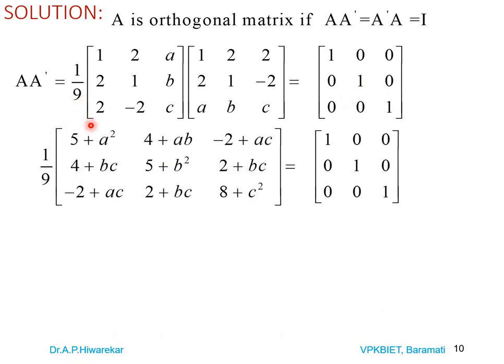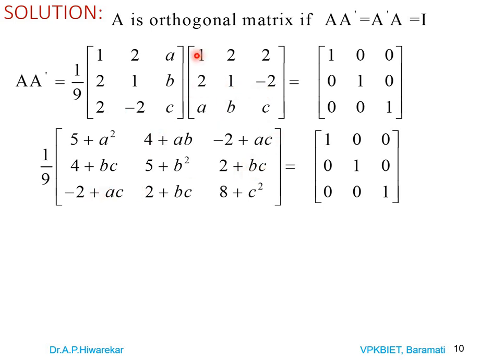Now we find this product. It is 1/9. Then first row, first column is 1 + 4 + a squared, means 5 + a squared. First row, second column, it is 2 + 2, 4 + ab. First row, last column, it is 2 - 4, means -2 + ac. Second row, first column is 2 + 2, 4 + ab. Then second row, second column, 4 + 1, 5 + b squared. Second row, third column, 4 - 2 is 2 + bc.